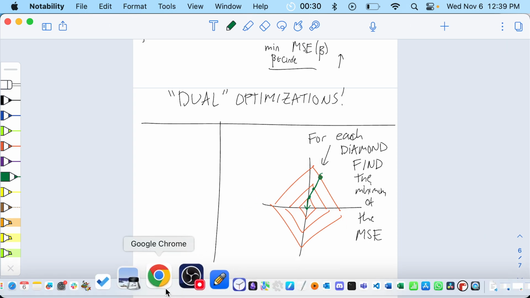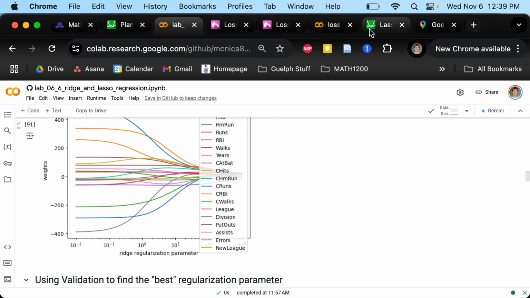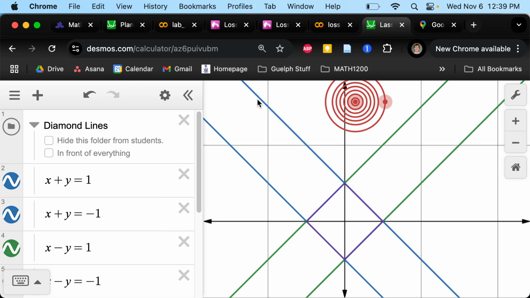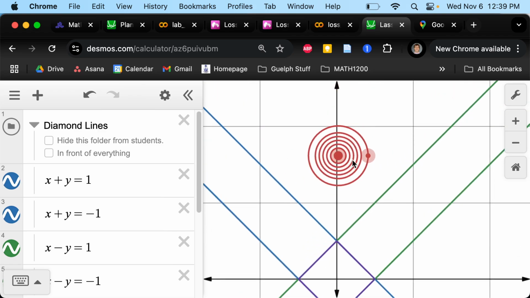And I made a little Desmos to kind of demonstrate this. So here's my little 2D Desmos. This little bullseye is supposed to represent the level lines of the mean squared error.